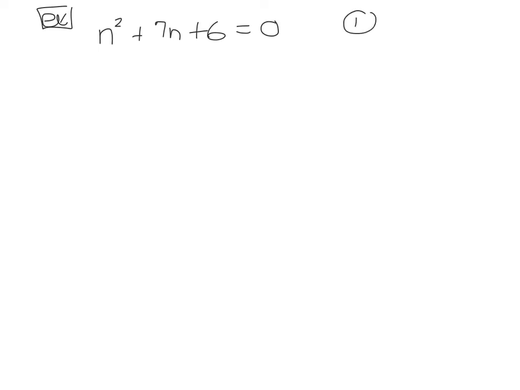So to solve, step 1, setting it equal to 0, is already done. Step 2 is to factor. So this is a trinomial. Well, I'm looking for a GCF. There isn't one. So I'm going to factor it as a trinomial.